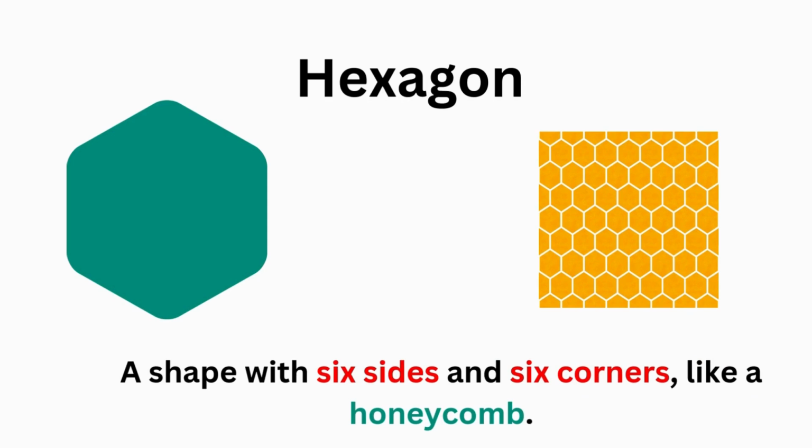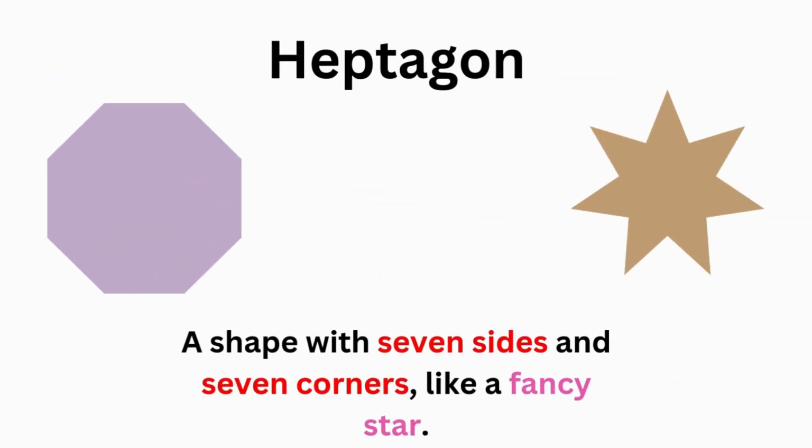Hexagon. A shape with 6 sides and 6 corners, like a honeycomb. Heptagon. A shape with 7 sides and 7 corners, like a fancy star.